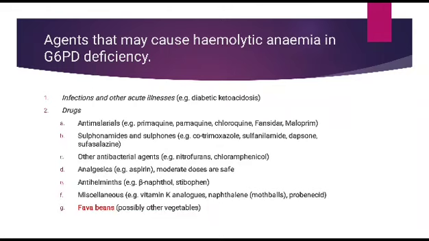There are so many agents that cause hemolysis in G6PD deficient patients. Number one, infections and acute illnesses like ketoacidosis. Drugs: there are so many drugs which give hemolysis in these patients, including antimalarials, sulfonamides, some antibacterials, and analgesics like aspirin. And fava beans, a type of food which can precipitate an acute attack of hemolysis in these patients.